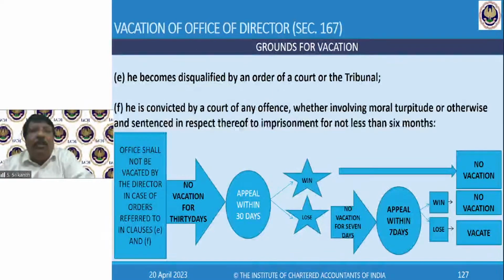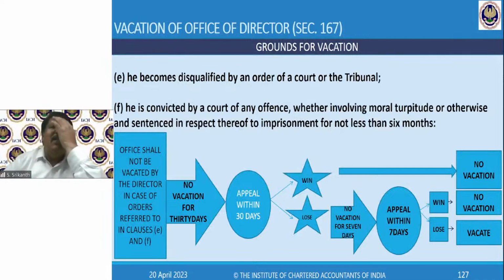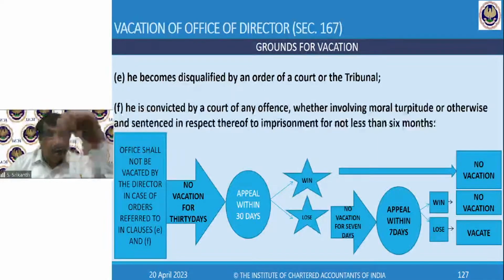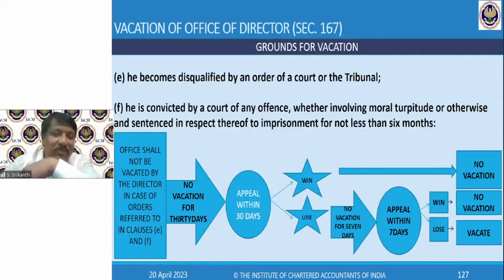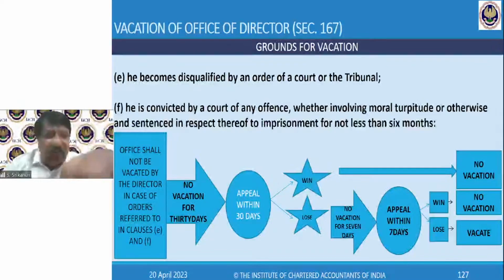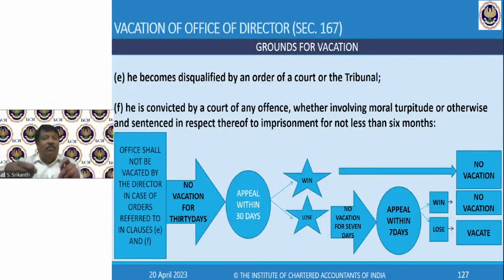This chart will become relevant because suppose in the meantime he has acted as a director and done something. Whether that is valid or not. So long as an appeal is pending, any act done by him as a director is valid. So anything done within the 30-day period, then appeal, during the pendency of appeal, etc., is valid. Okay, that is what you have to understand.